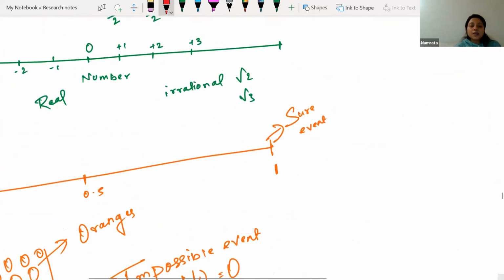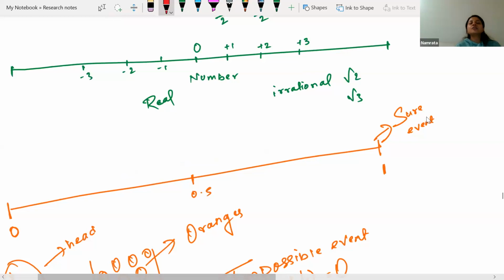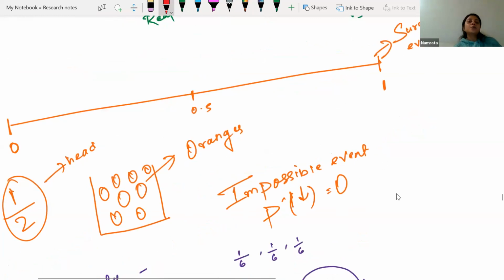So the very basic definition of probability we started from here. You have the knowledge of the number line where we were representing the integers. Then in the next class, we started representing rational numbers, then irrational numbers. Then we got to know this is the real number line where we can represent all real numbers. Here we are having the probability line. Probability line starts from 0 and ends at 1.